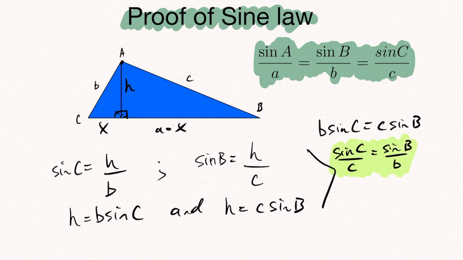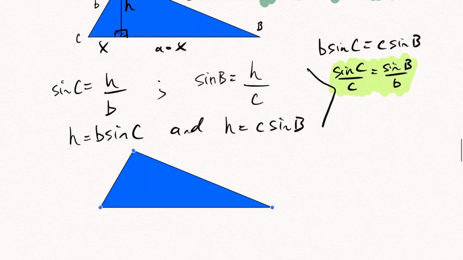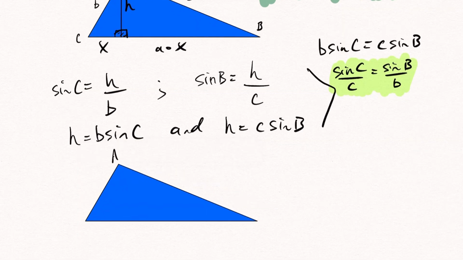I need to incorporate angle A into this, so we're going to take a look at this triangle again. We had A, B, and C. I'm going to calculate the altitude line from B this time. So maybe it's right about here. The same idea as last time, I'm going to label this h. This will be a. This will be c. And again, I can label this x, and then this would be b minus x.